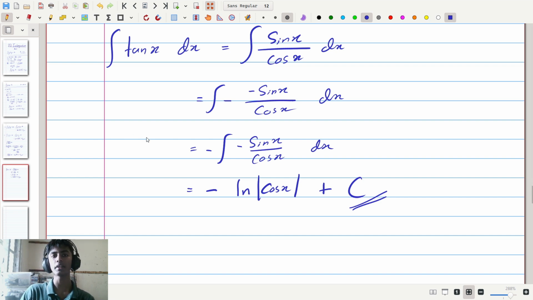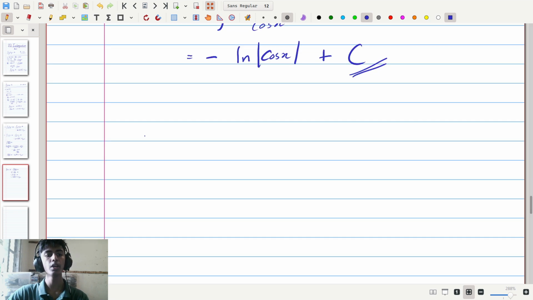Why? Because it matches with the next integral that we're going to find, which is the integral of the cotangent of x. We're going to be using a similar method for the integral of the cotangent of x.